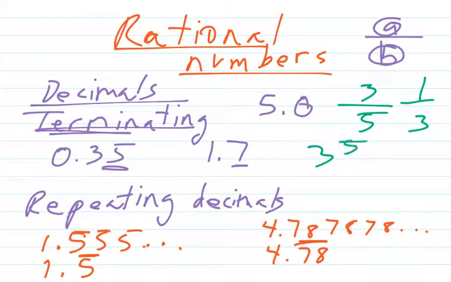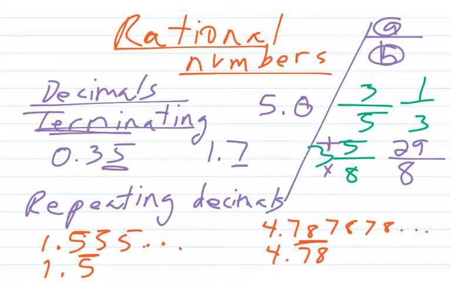3 5/8. Now that's a mixed number, right? But remember, can we make any mixed number into a fraction? Of course we can. We can multiply here and add here, right? So that would be 29/8. So that's a rational number. Or if you think about our integers, let's say I have the number -6, right?